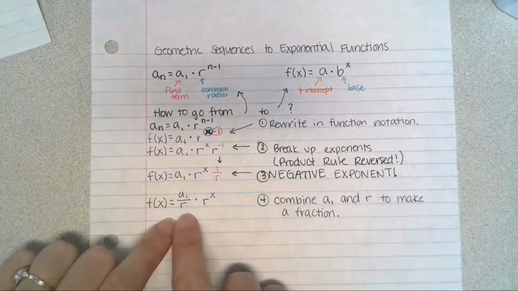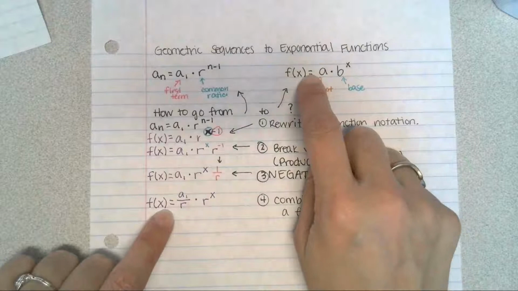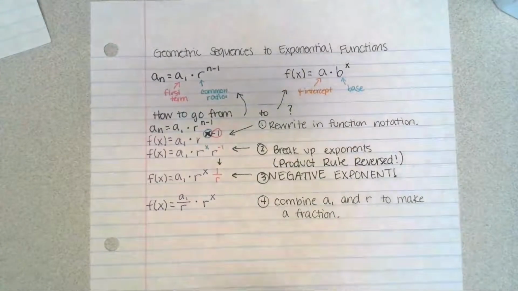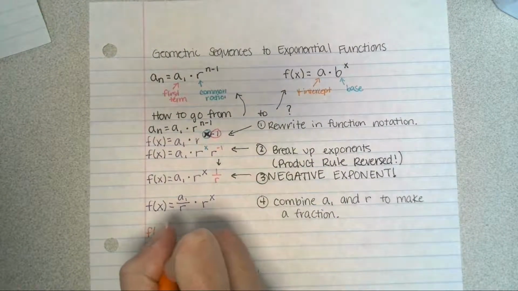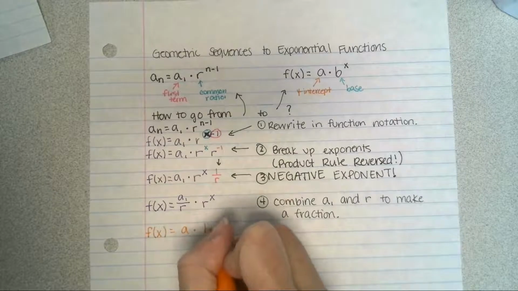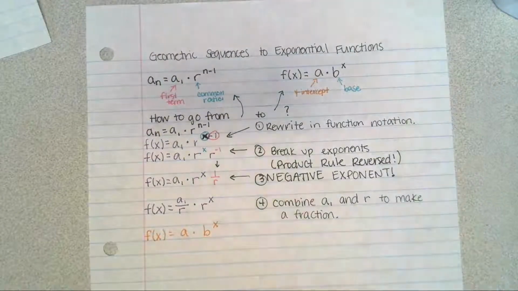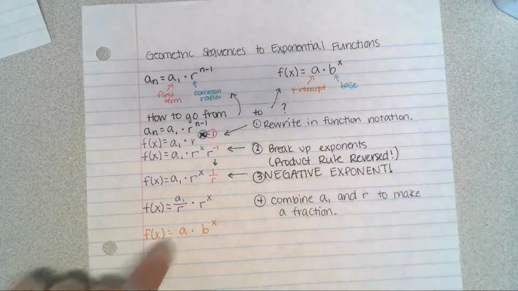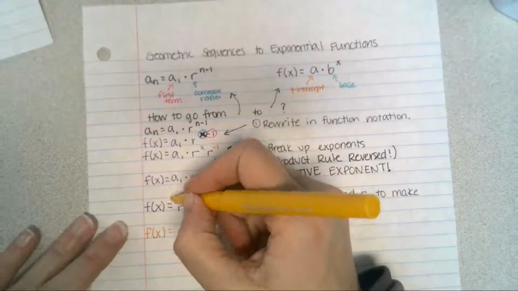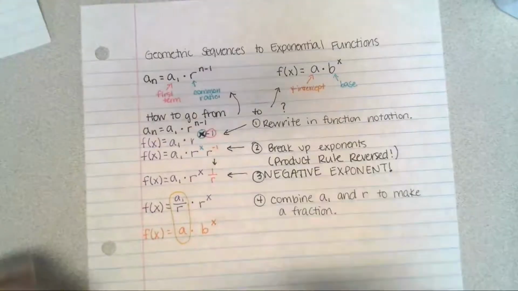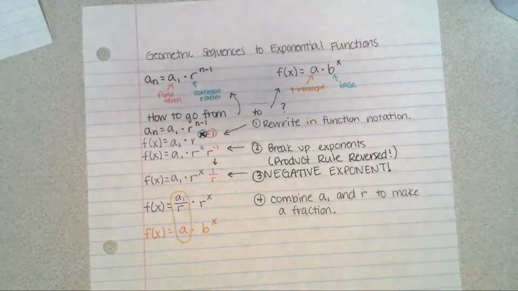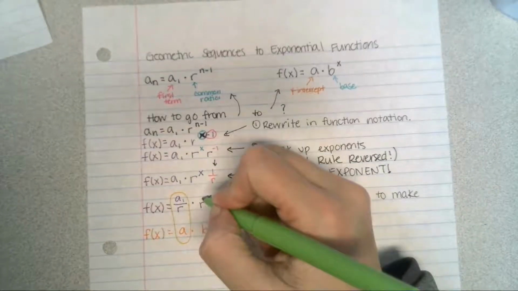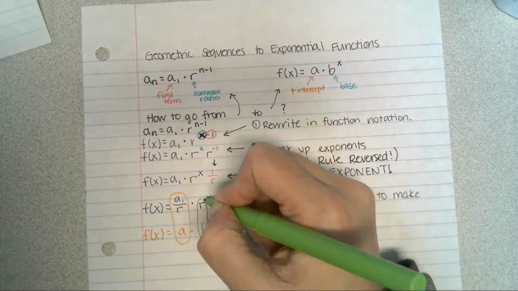So now we have f of x equals something times base to the x. This looks very similar to what we started with: f of x equals a times b to the x, where a just stands for a number, our y-intercept. The y-intercept matches up with this first term here, a sub 1 over r. And then r to the x matches up with b to the x, which means r matches up with b.